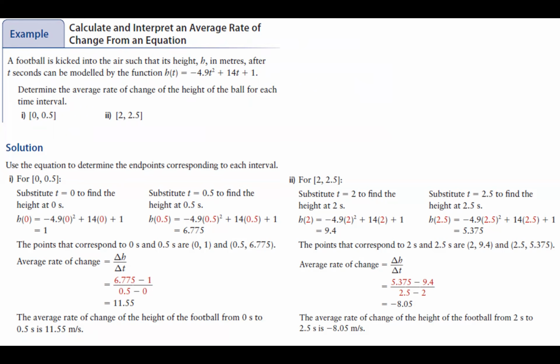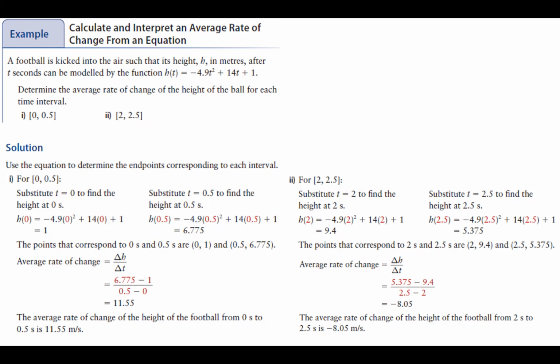So first, we can substitute t equals 0 to find the height at 0 seconds, which means h(0) is 1, right? And substitute t equals 0.5 into that equation. That gives us h(0.5) equals 6.775. That means the height of the football at time t equals 0.5 seconds is 6.775 meters. Therefore, we have the coordinates of both the starting point and end point, right?